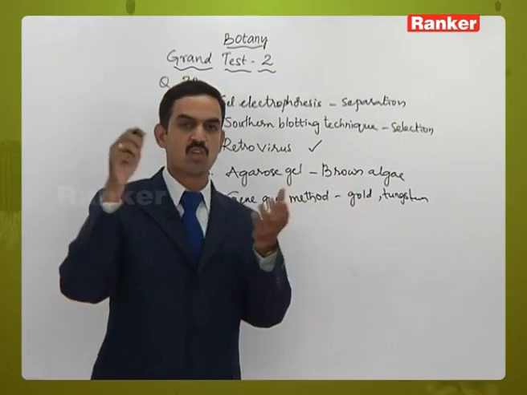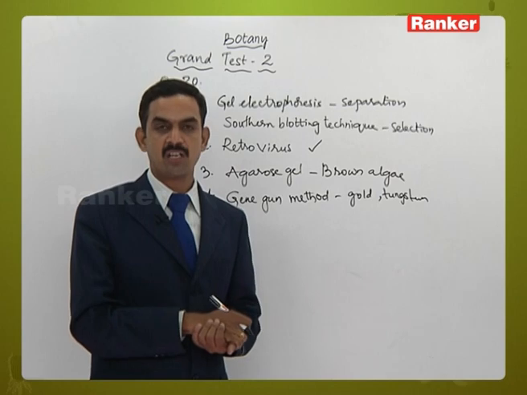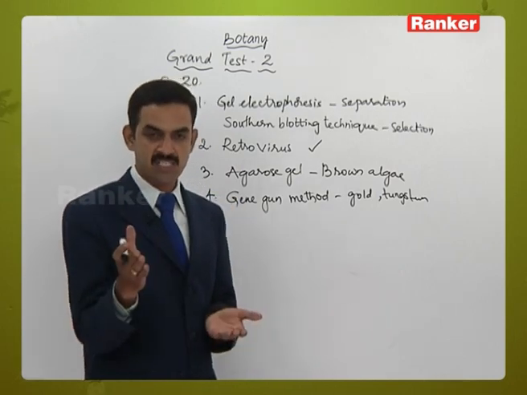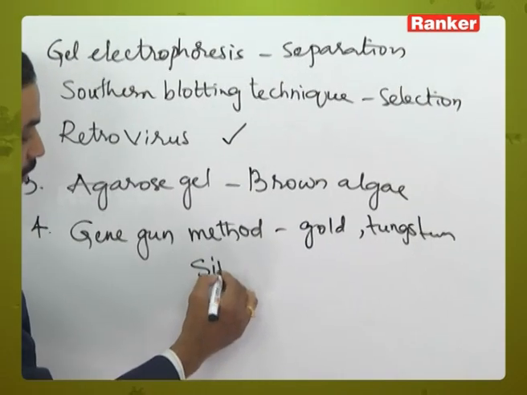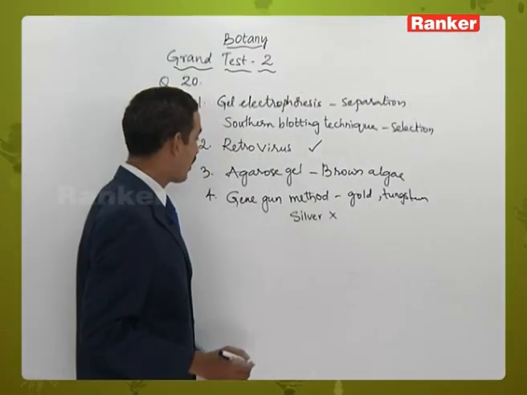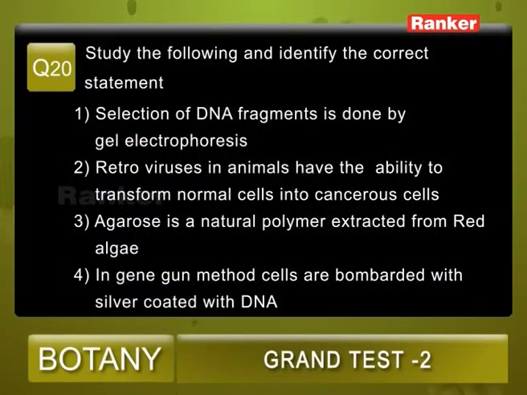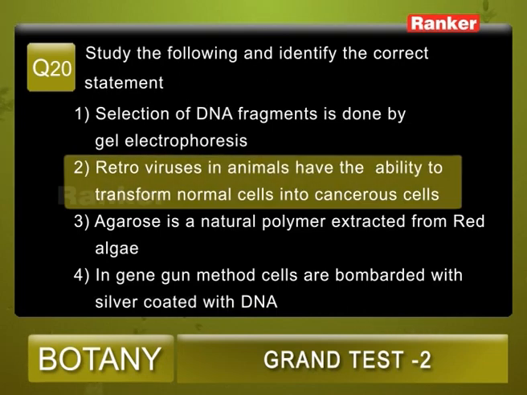DNA along with gold and tungsten are directly projected or pushed into that organism. But here it is given as silver. So this silver is incorrect. So from the given statements we can say that 1, 3 and 4 are incorrect, only 2 is correct. So question number 20, the correct answer is 2.